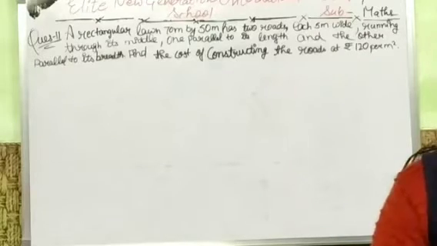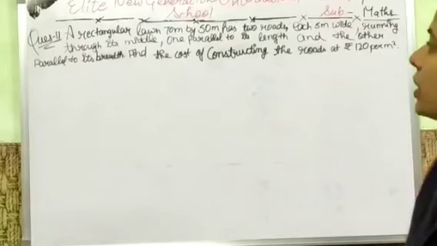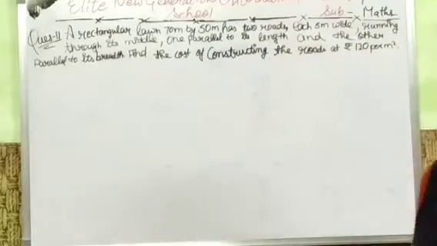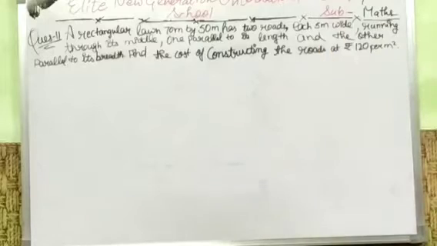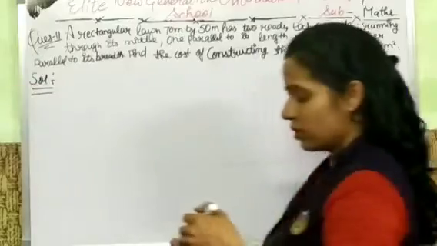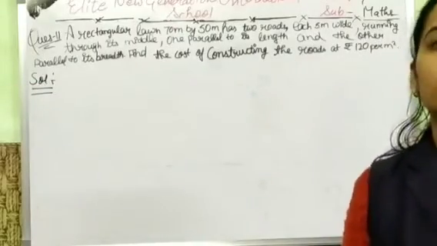But question number 11 is different from the other questions. So let's solve question number 11 here. A rectangular lawn 70 meter by 50 meter has two roads, each 5 meter wide, running through its middle, one parallel to its length and the other parallel to its breadth. So first make a figure. In all these questions, first read the question carefully and make a figure, then solve every question.